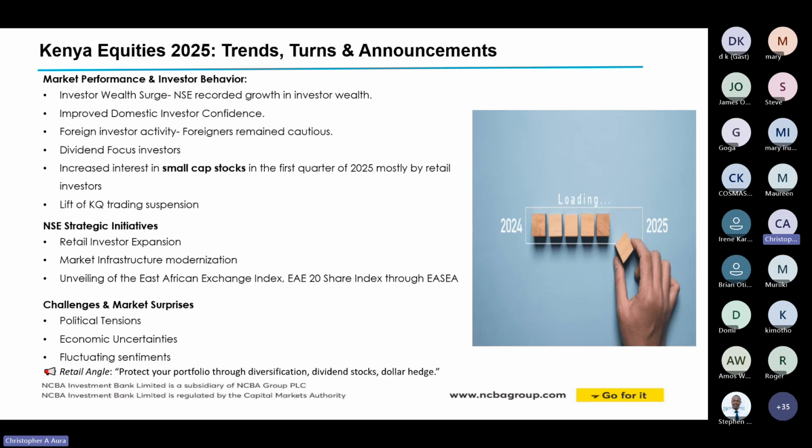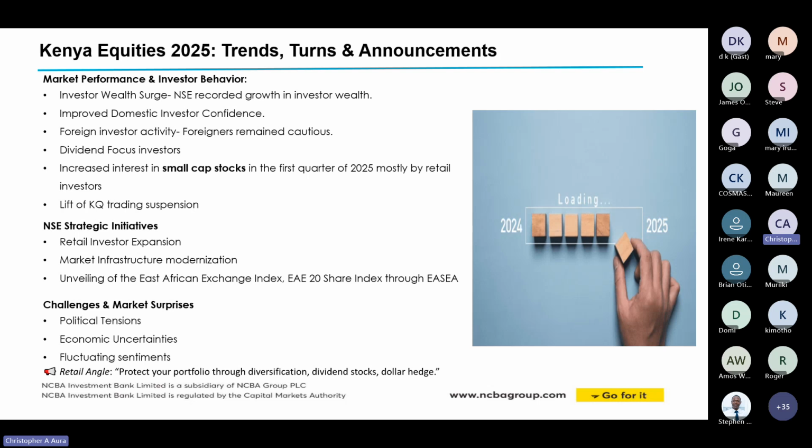And also there was lifting of the KQ trading suspension, and at least we saw the price rally after the lifting of the suspension. KQ was initially suspended because they were technically insolvent, but at least they have shown a turnaround, and they have started making an operating profit. So wait to see if the performance will continue or is a one-time thing.